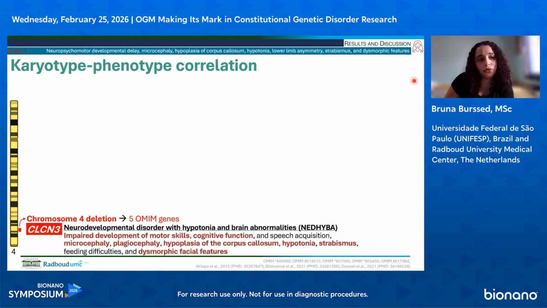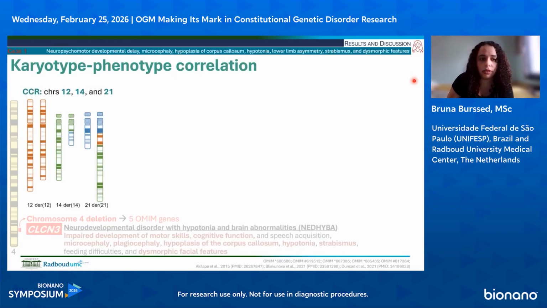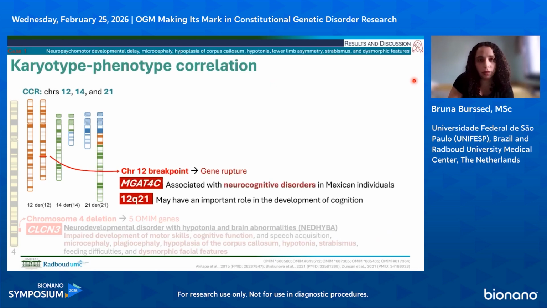We also have to look at some of the breakpoints of the complex rearrangement. An interesting breakpoint is the one in chromosome 12, where we have the rupture of a gene that is associated with neurocognitive disorders in Mexican individuals. Other genes in this chromosome band where the breakpoint happened are also associated with the development of cognition. Therefore, this break could be associated with the patient's intellectual disability.